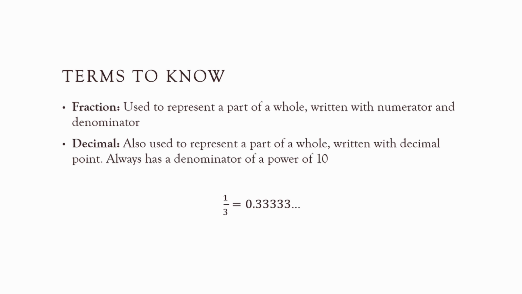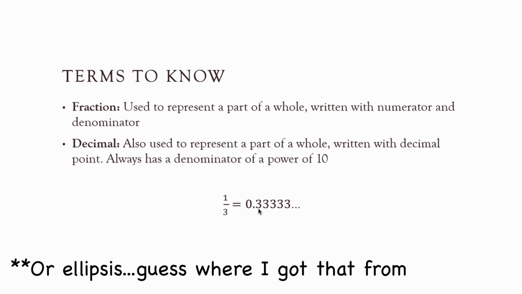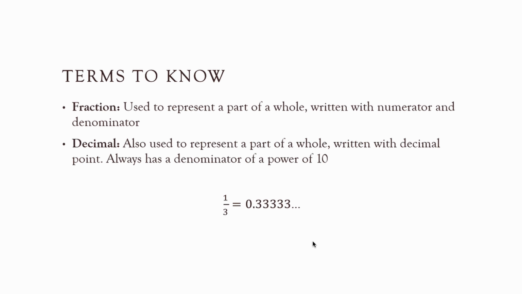So I have this equation here. 1/3 is equal to 0.33333... What the ... means is that the 3's go on forever. And this is true, but how? We're going to explore this in the next slides.